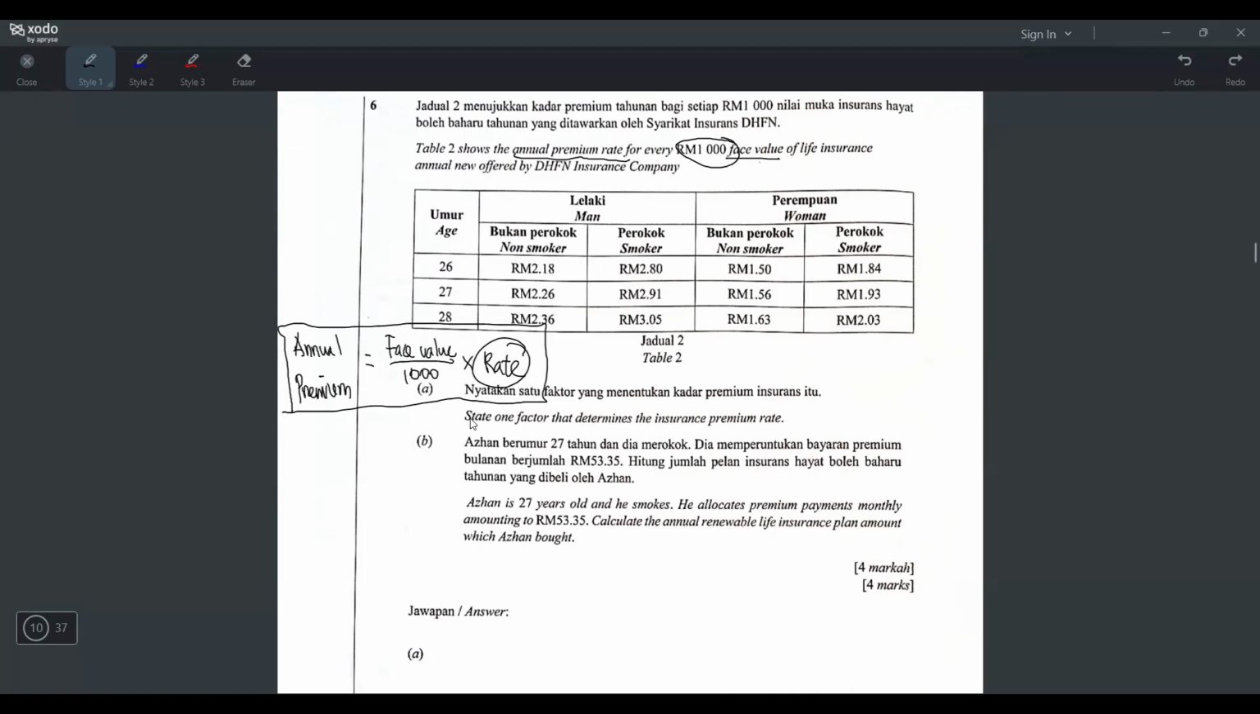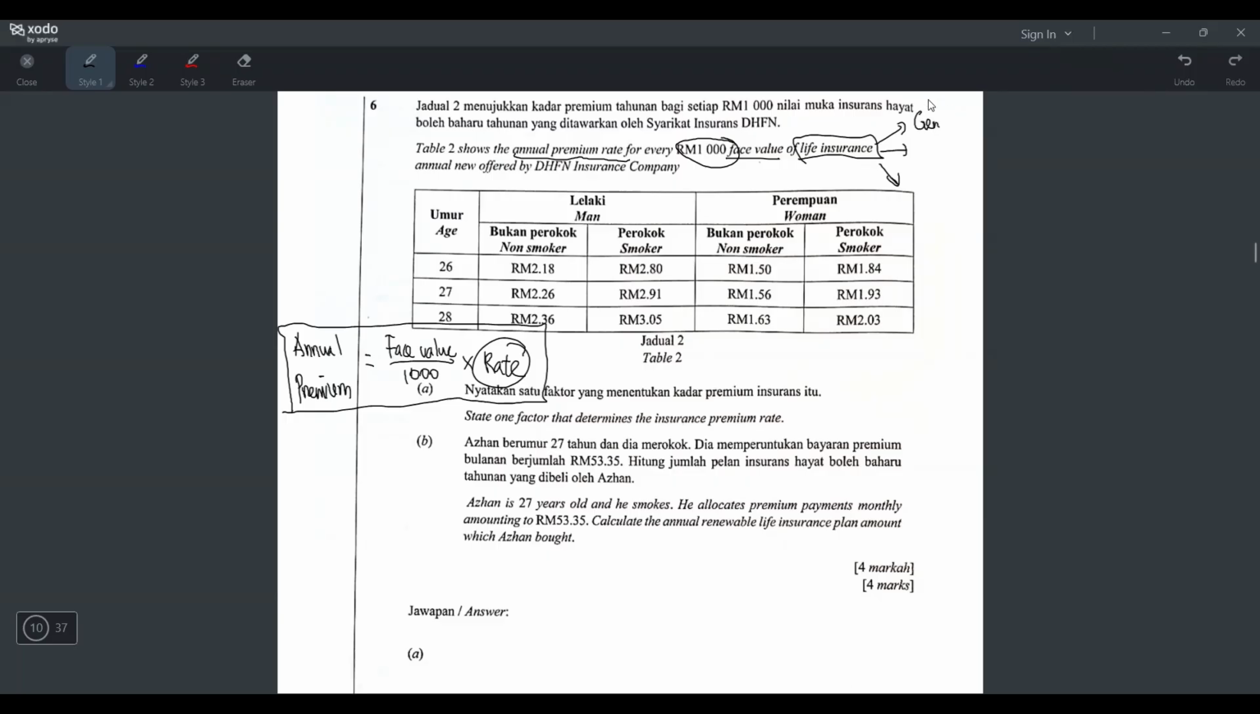Okay, let's do A now. A says, state one factor that determines the insurance premium rate. So they never ask you to find the premium, so don't use this formula. For A, I think you will just write one factor that determines the insurance premium rate. Okay, for life insurance, there are 3 factors that you need to remember. The first factor that will affect the rate is gender.